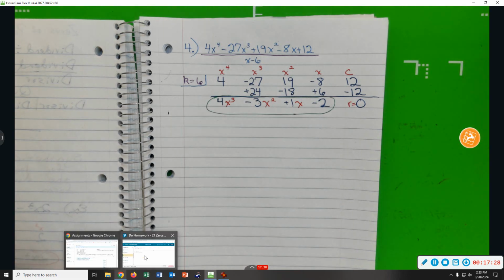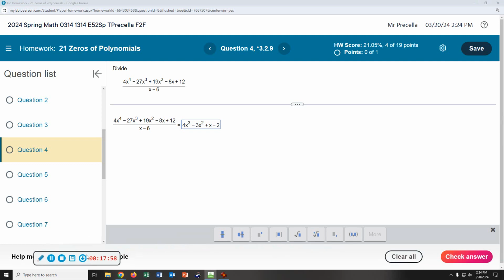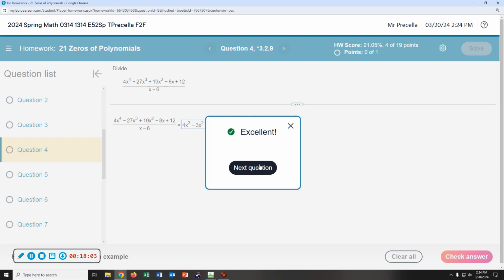So, let's see. Start typing it in. 4x cubed minus 3x squared. Right arrow. Get out of that exponent. That's why I hit the right arrow. Plus x minus 2. I'll check this answer after I move this over here. Okay. Any questions? Let's go back to number 3.